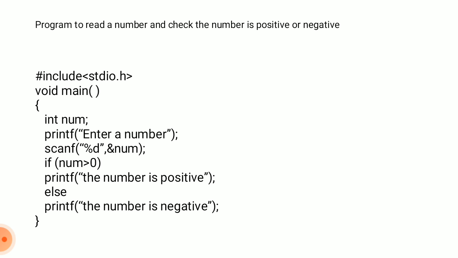If the number is greater than 0, print the first statement. If the number is not greater than 0, it means the number is less than 0, so it prints "the number is negative". So, this is the program.